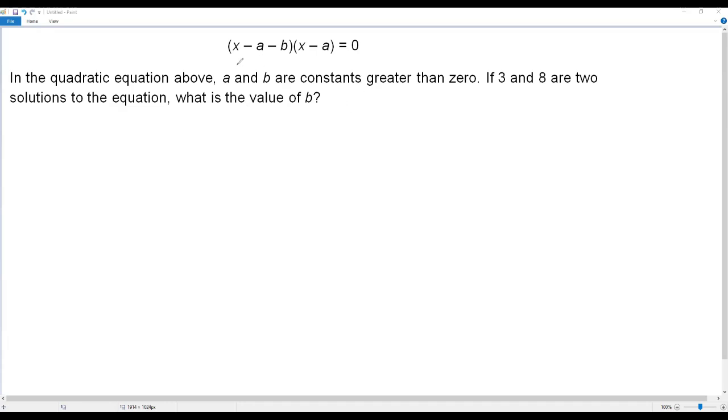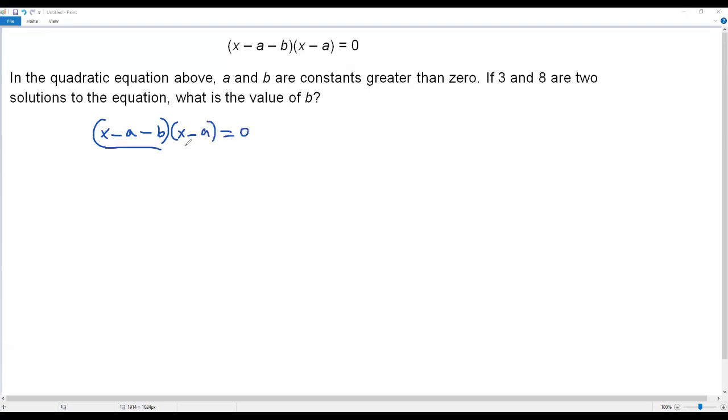Okay, the question says in the given equation a and b are constants, so x must be the variable. And also the question says 3 and 8 are two solutions. Two solutions means 3 and 8 are the two values we have for x in this equation. Anyways, let me solve the given equation. For that, let me write the given equation as it is: (x − a − b)(x − a) = 0.